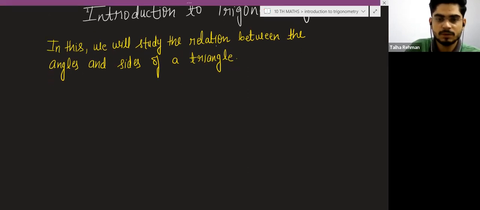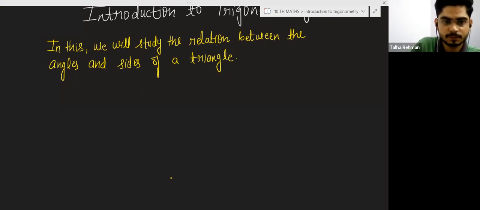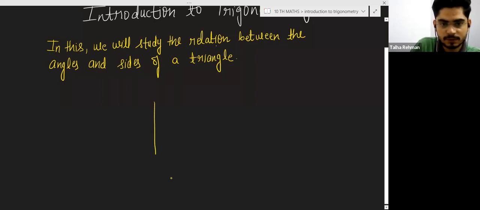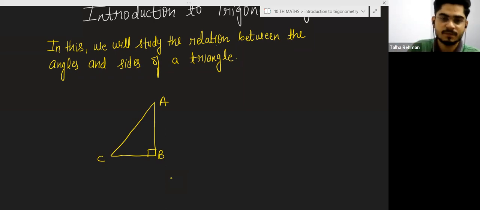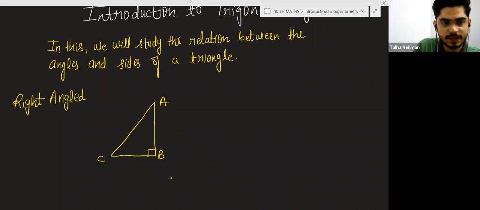So, suppose you have a triangle. This type of triangle you have, and this angle of the triangle is 90 degrees. This is triangle ABC, and it is right angled at B. And this triangle is known as a right angled triangle.